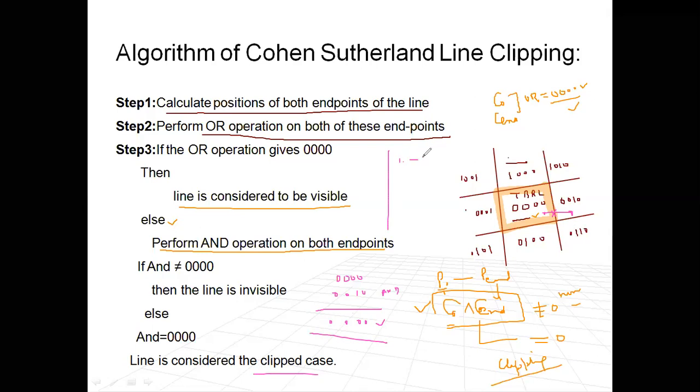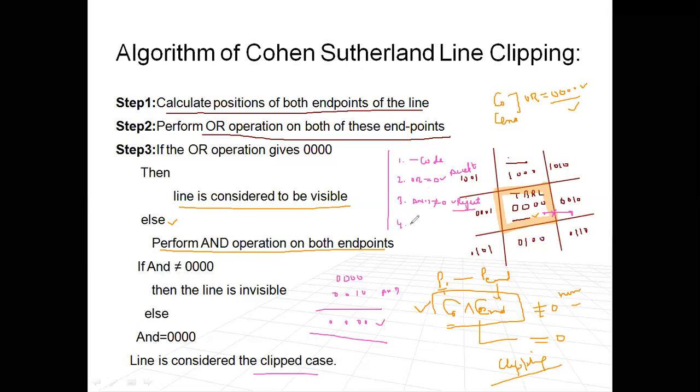Okay, code will be assigned. Then we perform the OR operation between the outcodes, and if it yields 0, it means trivially accept the line, meaning clipping is not required. Third, if we perform the AND operation and it yields a non-zero value, it means trivially reject, meaning simply reject the line and no clipping is required.